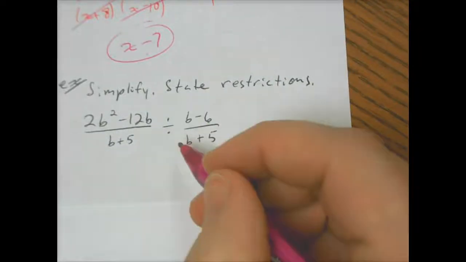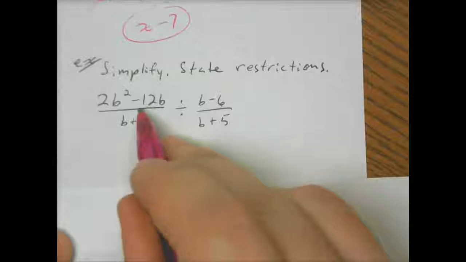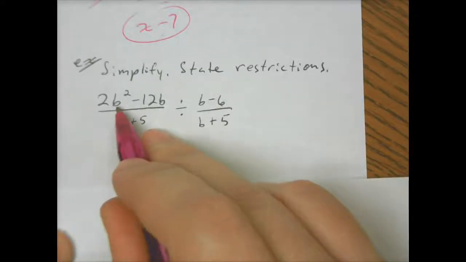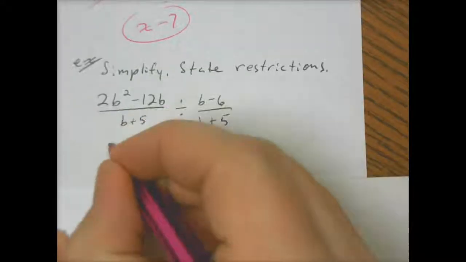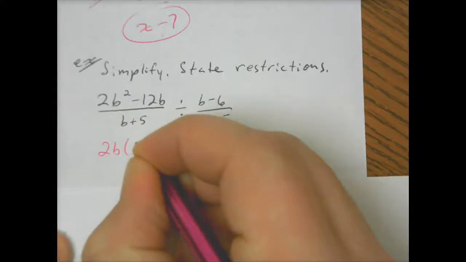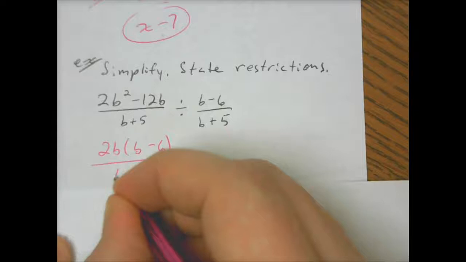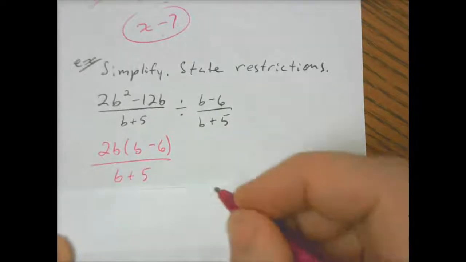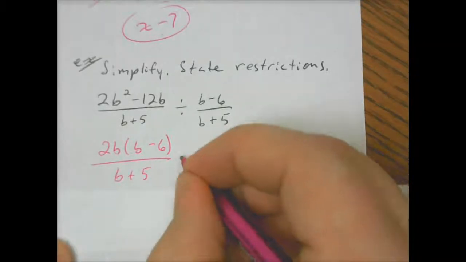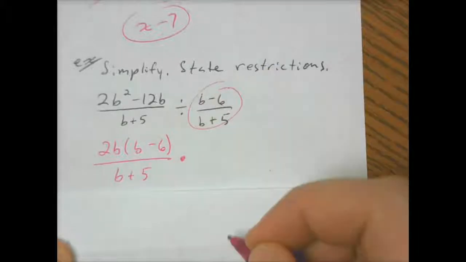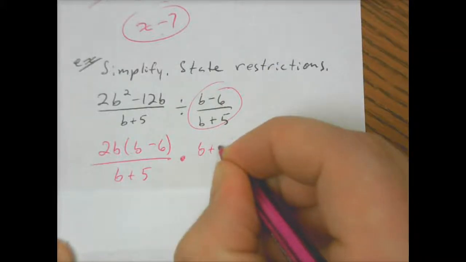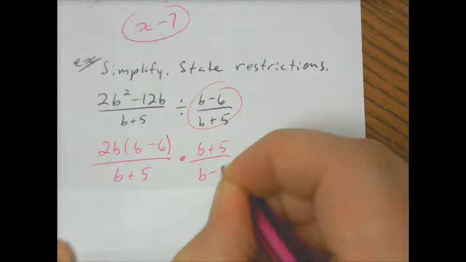Now, same sort of idea. Notice this is a quadratic, so I'm going to go ahead and factor what I can first too. If I factor out a 2b, I'm left with b minus 6 over b plus 5. So there's my first fraction. And then times, I'm going to make the reciprocal of this, so b plus 5 over b minus 6.